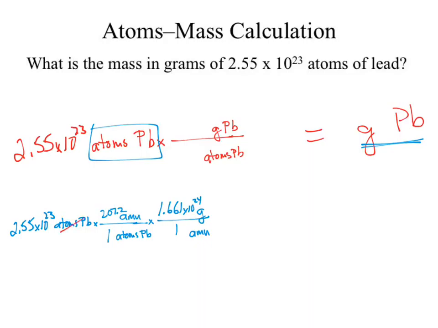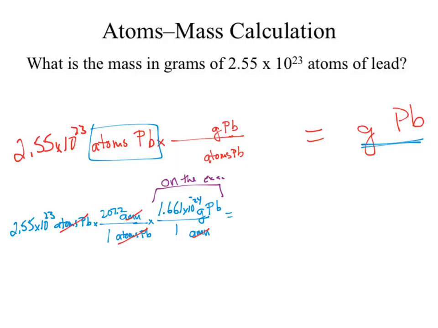What happens? Atoms of lead cancel. AMUs cancel. And we have what for our unit? Grams of lead. There's our answer. This does assume that you have this conversion factor either memorized or on the exam. I think it is on the exam, but I'm not positive. What's that? Oh, sorry, yeah, it's negative 24. I said negative 24, didn't I? Sorry, it's negative 24.